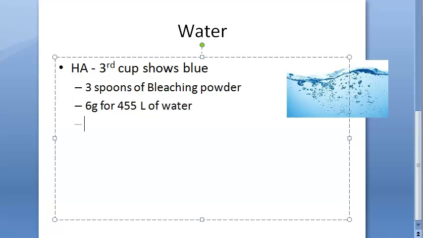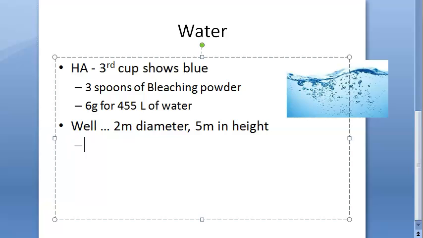Now continuing the question, let us see. Third cup in Horrocks apparatus gives blue color when the indicator is added. Which indicator? Starch iodide. Calculate the quantity of bleaching powder required to disinfect a well 2 meter in diameter, 5 meter in height. So what is the dimension of the well? 2 meter in diameter and 5 meter in height. This is the information about the well. You have to write the amount of bleaching powder, and they are also asking for the steps of disinfection.